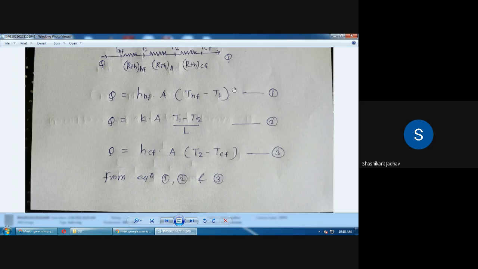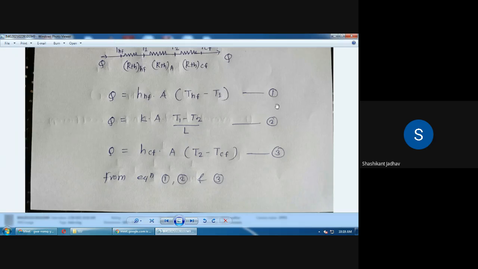T_HF minus T1 is equal to what? From equation 1, we only have to rearrange the terms. So T_HF minus T1 is equal to Q upon h_HF into area. This is equation number 4. From equation 1, we write T_HF minus T1 is equal to Q upon h_HF into A, and that is equation number 4.